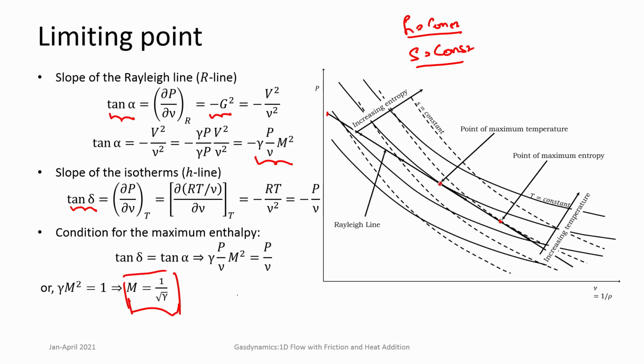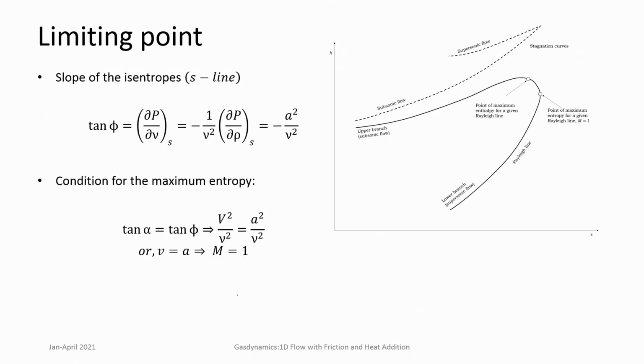Now, what about the limiting point of maximum entropy? We should look at the tangency condition for the Rayleigh line, tan alpha, with the entropy lines, isentropes. Okay. So, S equal to constant lines. So, if you look at that, take tan phi as dou p by dou v at constant entropy. This is minus v square dou p by dou rho at constant entropy. Dou p by dou rho at constant entropy is speed of sound, a square.